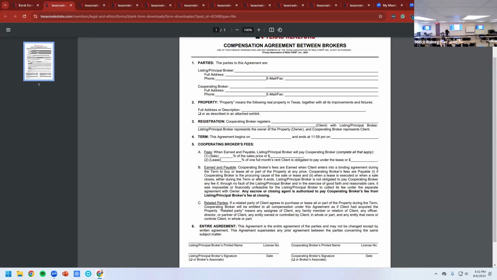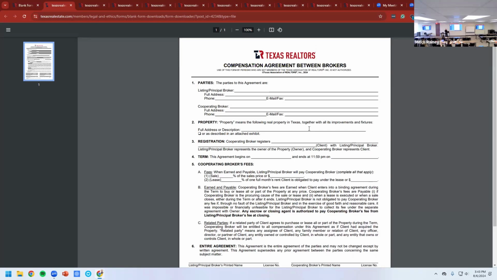Just be sure to fill in the client's name. Ask them for the client's name. Yes, this is an agreement between brokers. This is not a buyer's or a seller's agreement. It's just an agreement between us. You're still going to put it in for compliance, though.